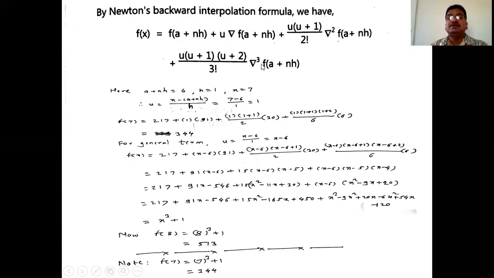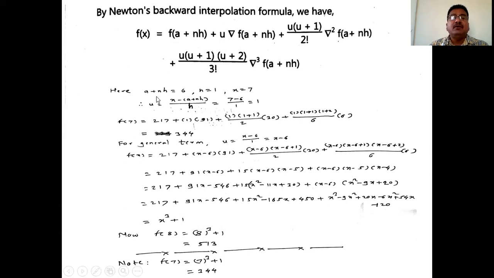So what are the further terms? u(u plus 1)(u plus 2)(u plus 3) by 4 factorial, del raised to 4 f(a plus nh). In this way, we can write the further terms. But there is no need to write the further terms here, because after del cube, all the higher differences are 0. That is, the value of del raised to 4 f(a plus nh), del raised to 5 f(a plus nh), and all the differences are 0.